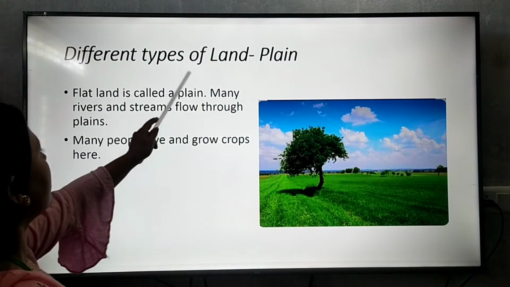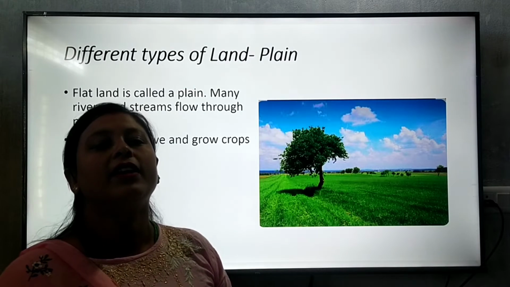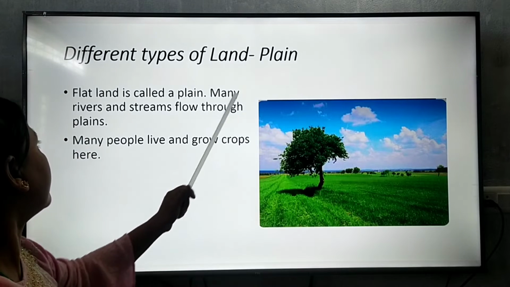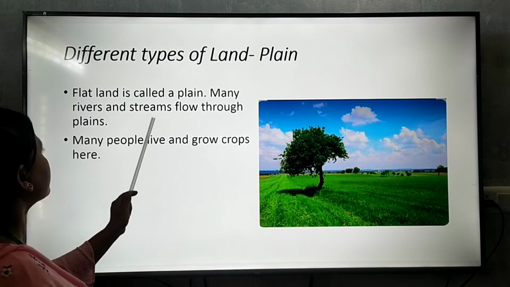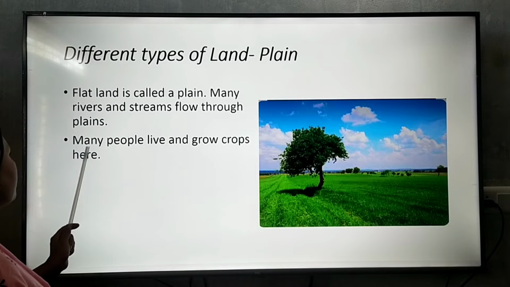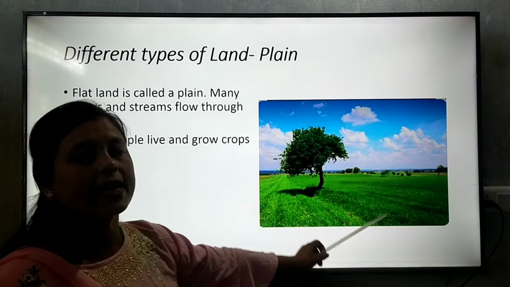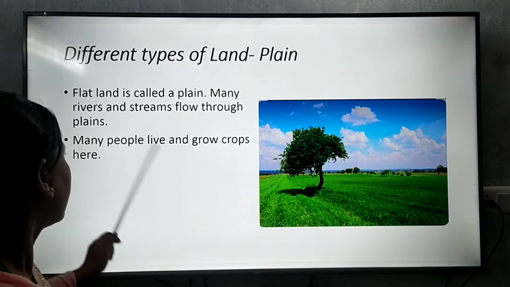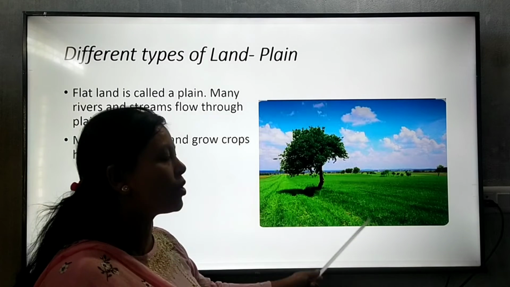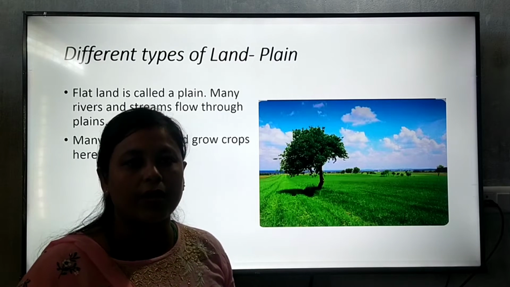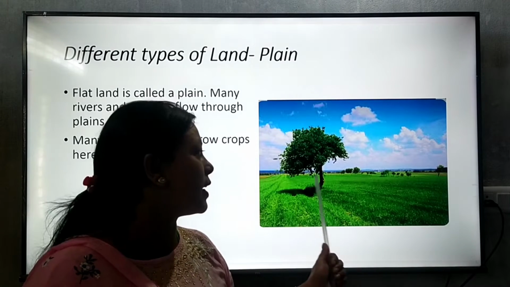Now, different types of land. So, on earth there are different types of land. Plain. Flat land is called a plain. Many rivers and streams flow through plains. Many people live and grow crops here. So, plain soil is good for agriculture, isn't it? That is why many people grow crops in plains.